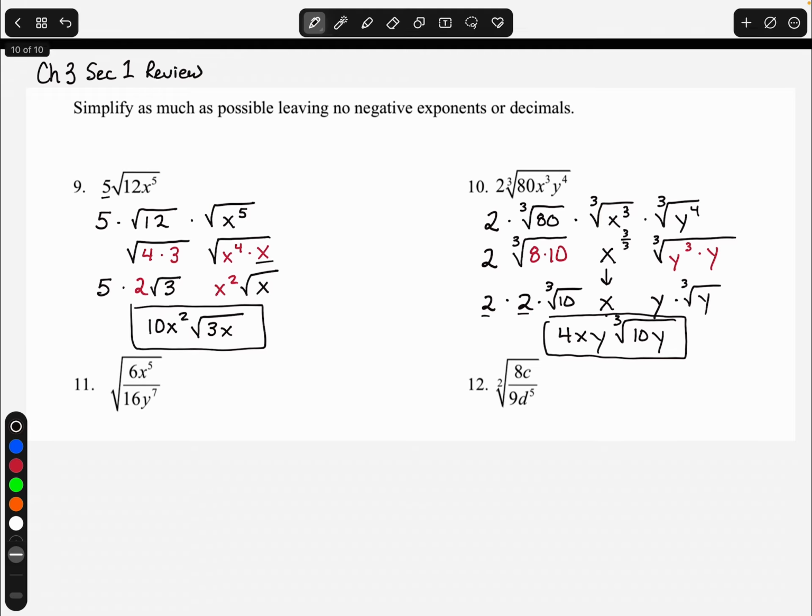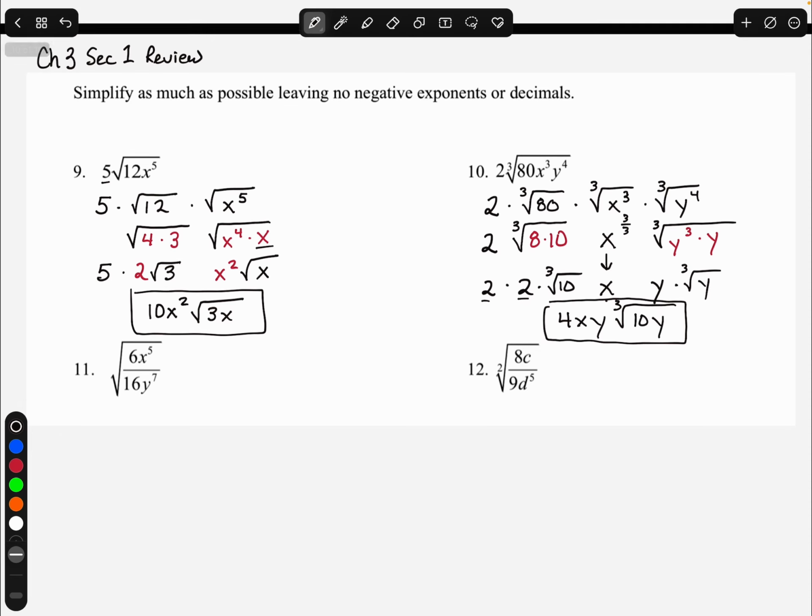Moving on to number 11. Now we've got a little bit of division mixed in. We have the square root of 6x to the 5th over 16y to the 7th. Remember, you have 2 options. You can simplify and then look to rationalize your denominator, or you can try to rationalize your denominator first. That's up to you.